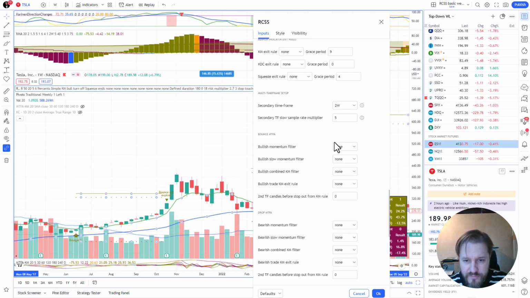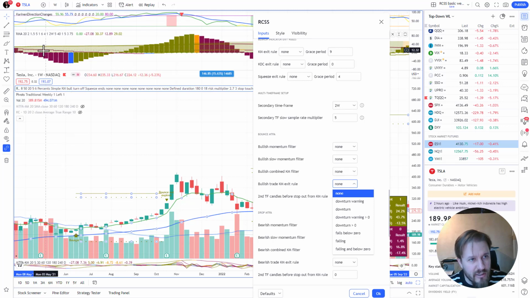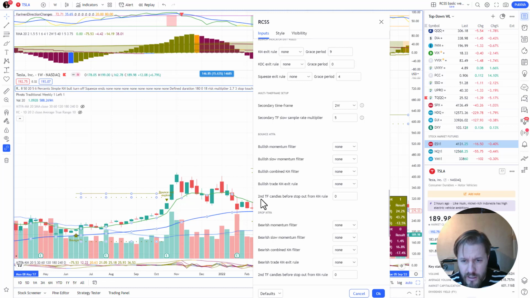The same for bearish. A bullish trade momentum exit rule is when the secondary time frame faster momentum thing, so this step line here, does anything from this menu, which is the same menu as for the primary time frame above, then we exit. And then you've got the grace period. I just haven't named it as grace period, but it's exactly the same one. So secondary time frame candles before stop out from momentum rule.